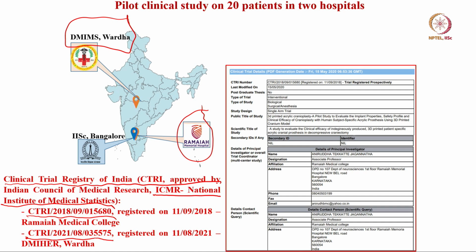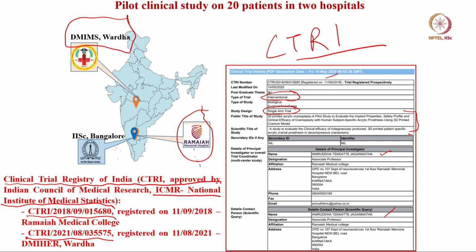at Datta Meghe Institute of Higher Education and Research in Wardha, in the state of Maharashtra, and then we got CTRI approval in 2021. So, you can see what the CTRI approval looks like. This is an interventional procedure, a single arm trial, and this is the scientific title of the study, who the clinicians involved are, who the lead PI is, and the CTRI number is also mentioned.